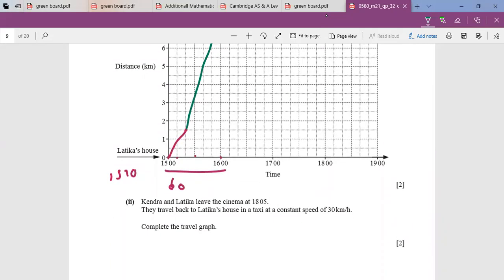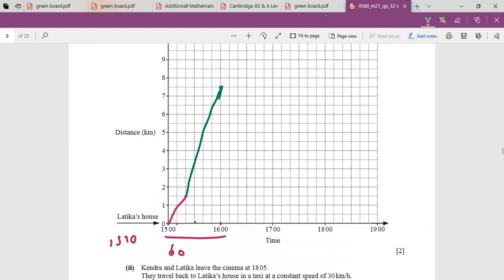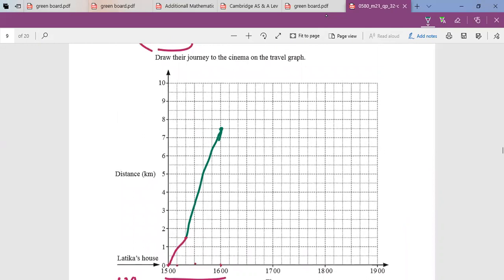Number two. Kendra and Tika leave the cinema at 18:05. So they leave the cinema at 18:05. So this is 18, this is 18:10, 18:05 is this. What does it mean? It means from this period up to that period, they were resting. All right? So they leave the cinema at 18:05, which is this one.